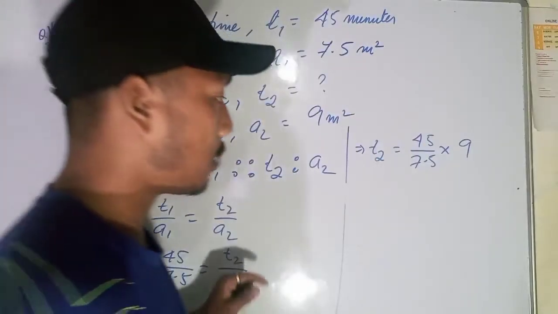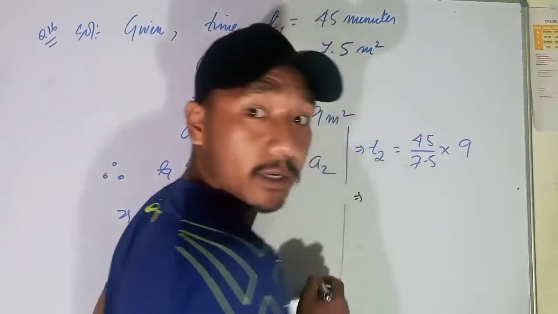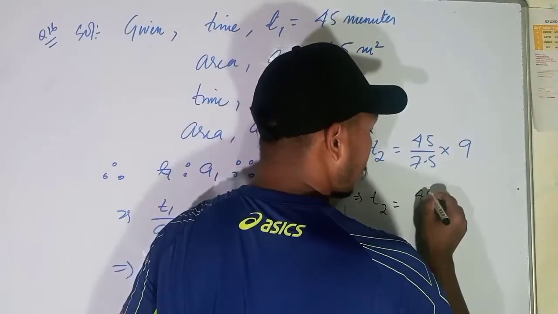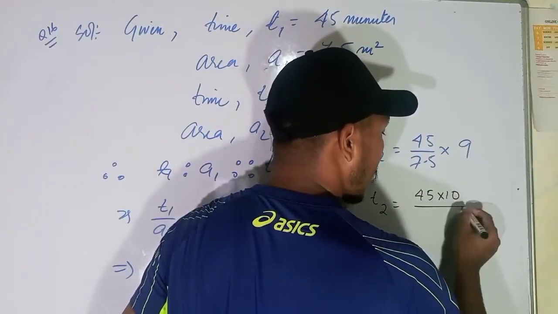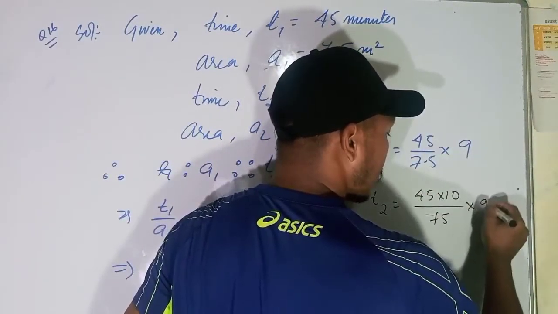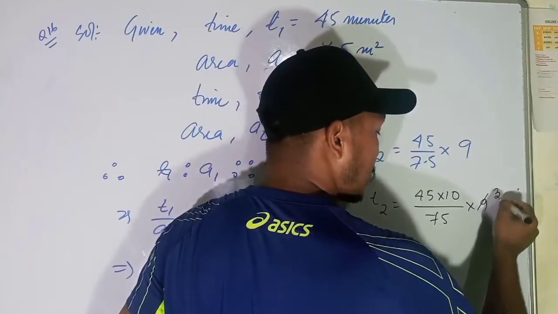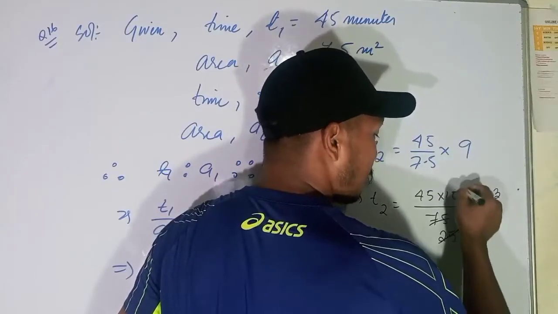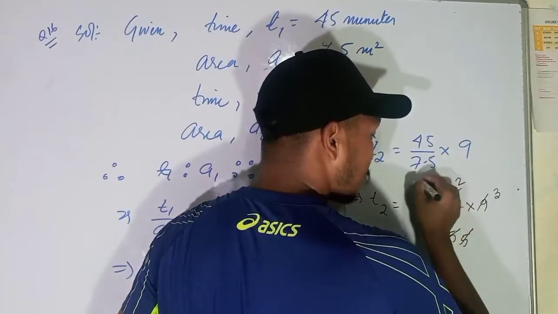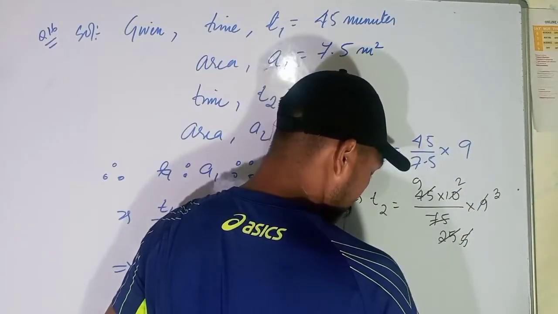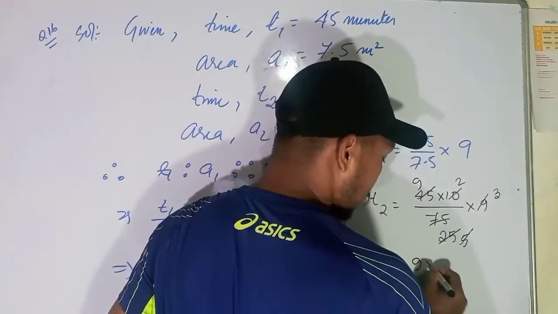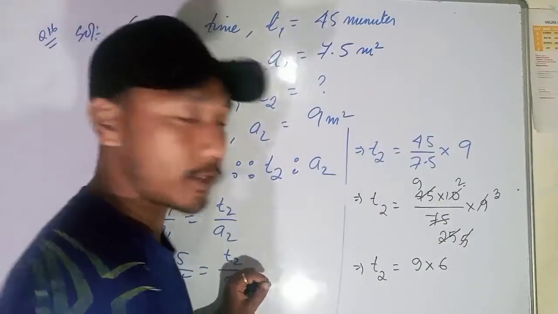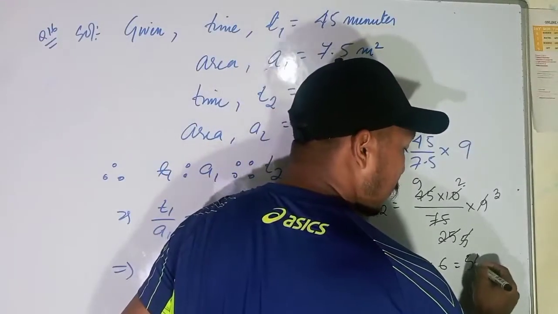Okay, let's see how to solve this one. T2 is equal to what? So I can say 75 into 10 divided by 75 into 9. Okay, so 3 3s are 9, 3 2s are 6, 3 5s are 15, 5 5s are 25, 5 2s are 10, 5 9s are 45. So what do you get here? 2 into 3, 2 3s are 6, so multiply these two. Okay, if you multiply these two, 9 6s are 54 minutes.